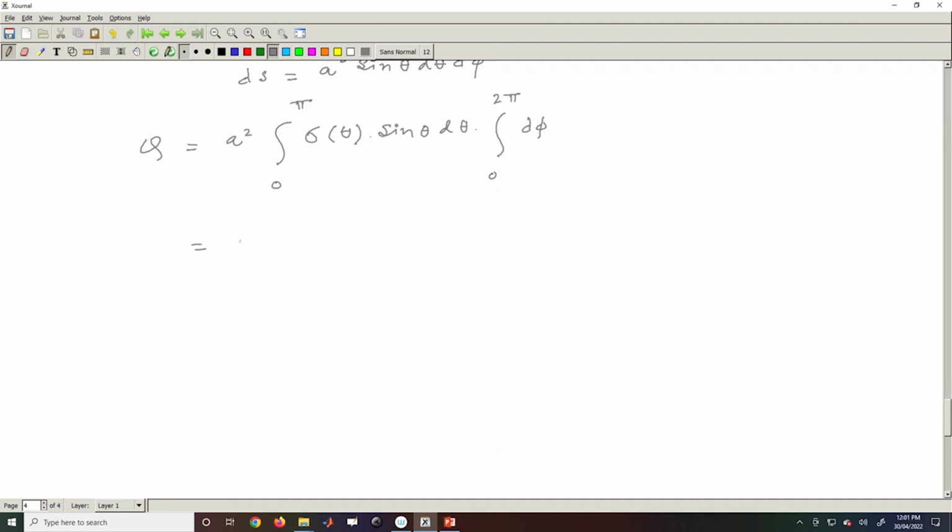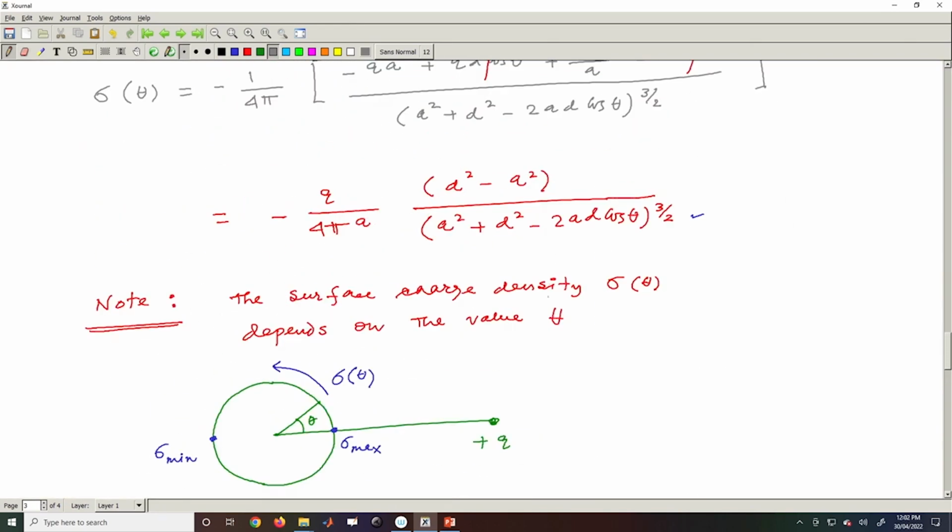So I simply write it as 2 pi a square. Now my integration, let us explicitly write my sigma. It is 0 to pi, and it is minus of q, d square minus a square divided by what sigma we get. This is the sigma we are using. So my sigma theta is this quantity, minus of q d square minus a square.